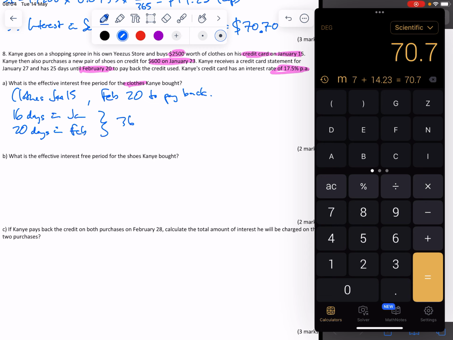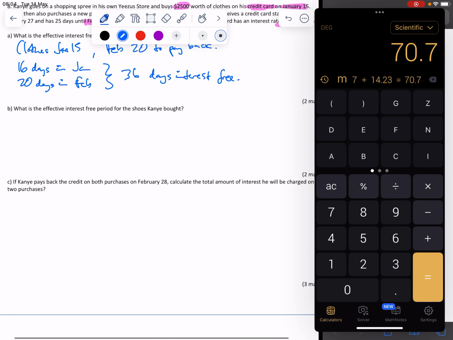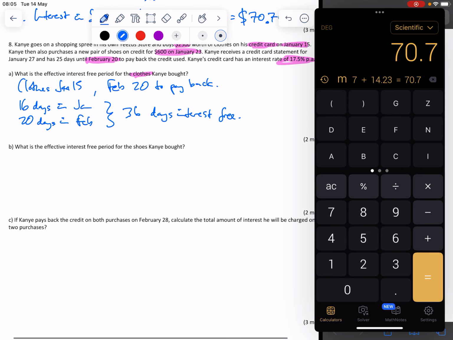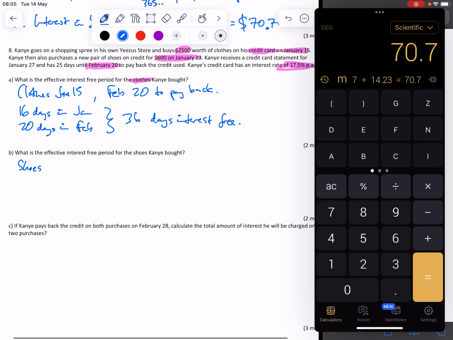Interest free. On the clothes, what's the effective interest-free period for the shoes? So shoes, when did he buy the shoes? Jan 23. Feb 20 to pay back.